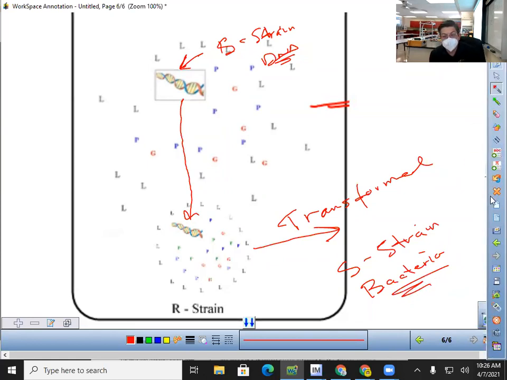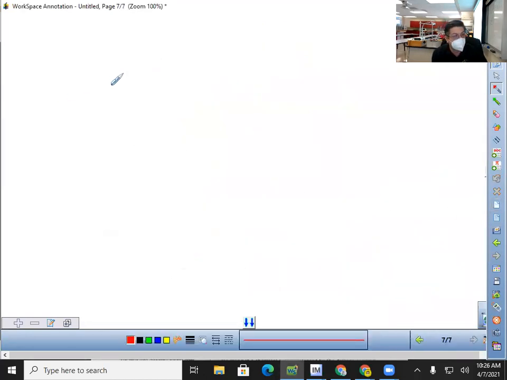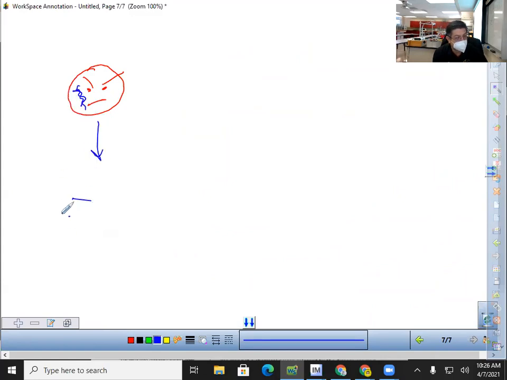Okay. So let me draw it to you guys another way. So here's the smooth strain. He's harmful, right? And let's put some DNA in him. Right, there he is, right? When you add that to the mice, they die.